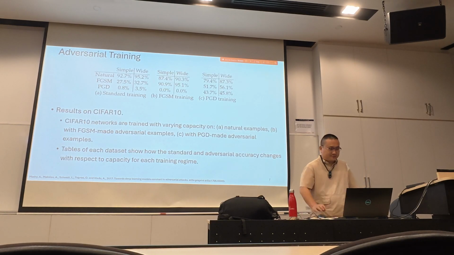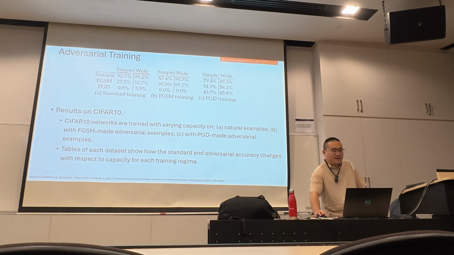So let's see the results. Here the model is ResNet, the wide one is WideNet, and the results are shown on CIFAR. For standard training, we can see the accuracy on clean images. Natural means the clean images. You can see the accuracy is 92 or 95, and then when we apply FGSM, the accuracy decreases to around 30. If we apply PGD, the accuracy decreases to below 1% and below 4%. So this is for standard training.